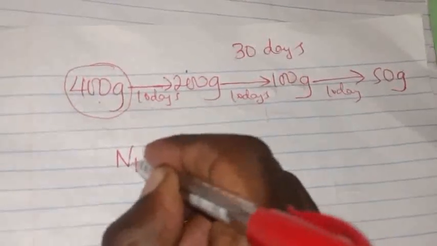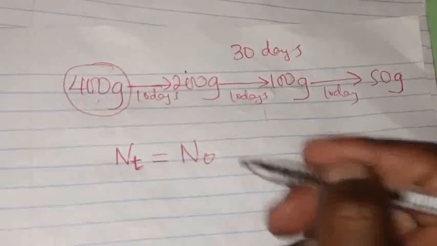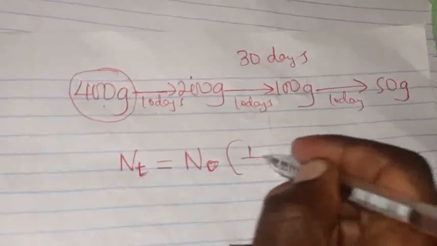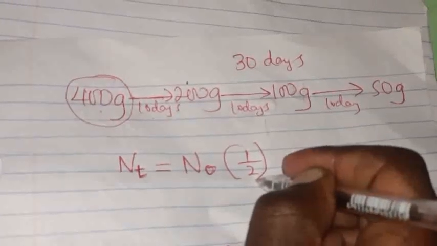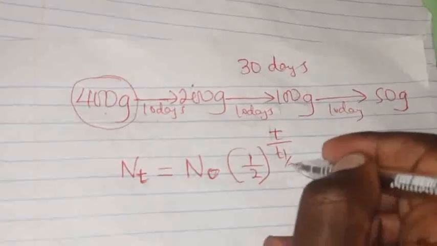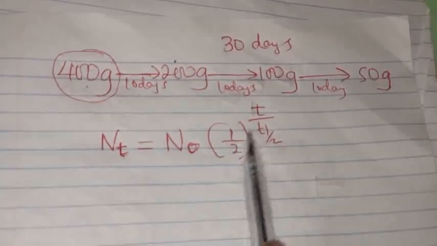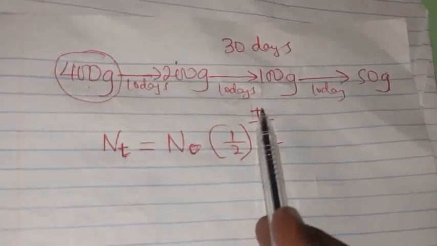Some will use the formula. They'll say the final mass, or mass after time t, will be equivalent to the original mass into a half, raised to time over half-life. This is the final mass after splitting, disintegration, or radioactivity. This is the original mass before disintegration, into a half raised to the total time taken over the half-life for that thing to reduce to half its original mass.